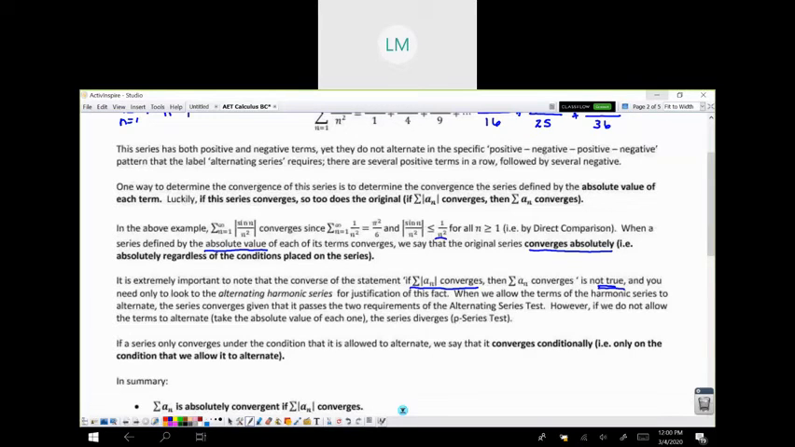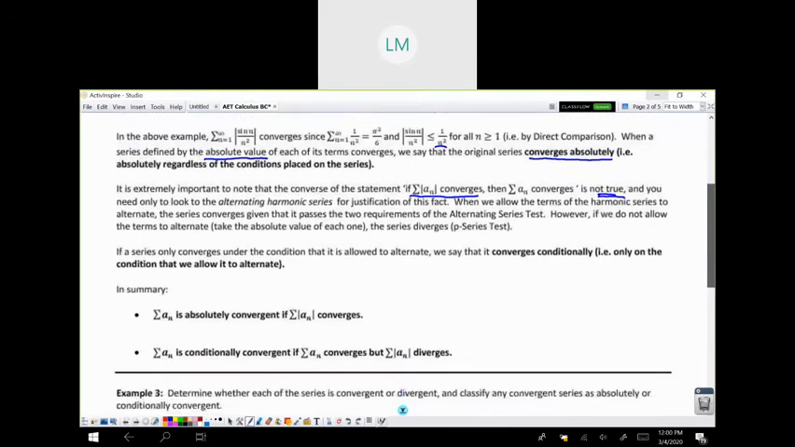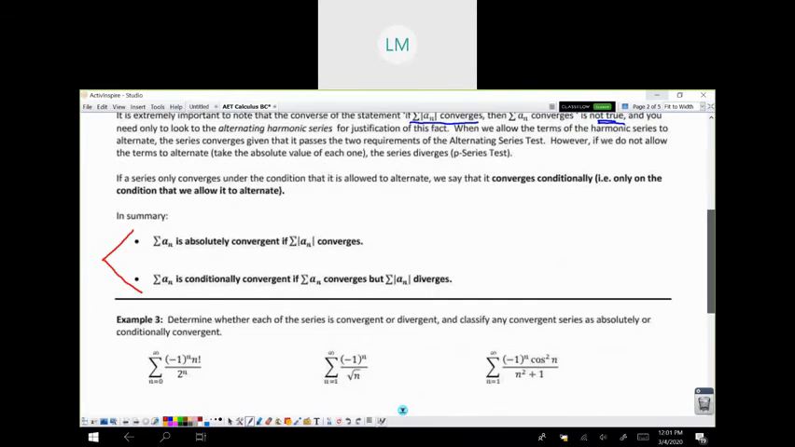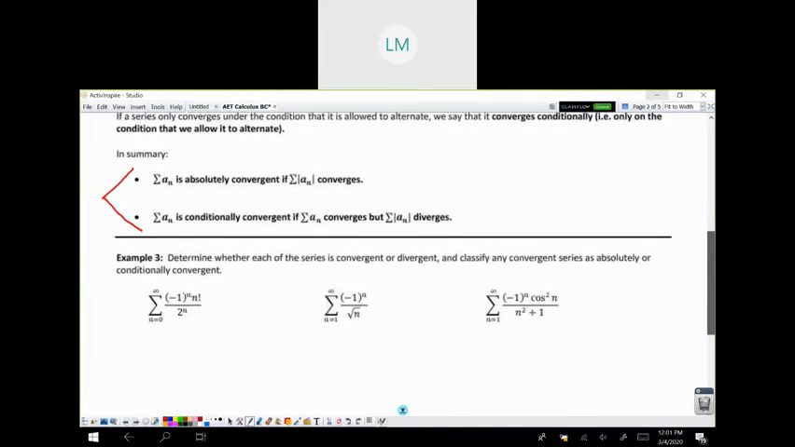Okay? If only the terms converge, but not the absolute value, then we're going to say that it converges conditionally. This is the key takeaway here. A series is going to be absolutely convergent if the sum of the absolute value of the terms converges. It is conditionally convergent if the series converges, but the absolute value diverges. So let's take a look at a few of these.